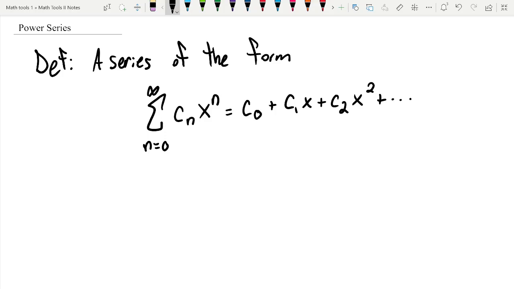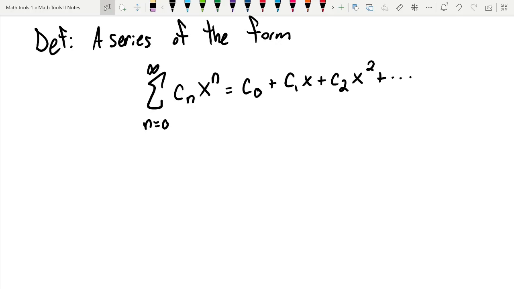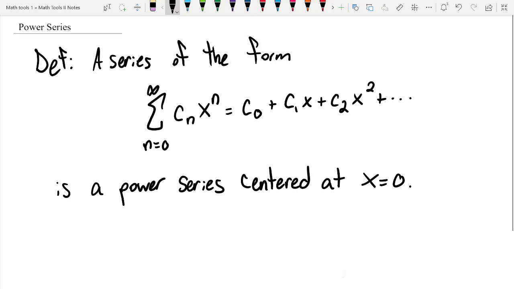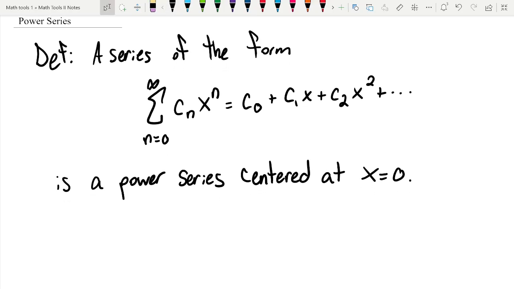Where the c sub n's are just any coefficients, right? That's why we use c here. Sometimes you'll see a sub n here, and that's fine too. It's not really important what letter we use. So a series of this form is a power series, and we say it's centered at 0. We'll get into what that means as we look at the series more. So this is the general form of a power series centered at 0.